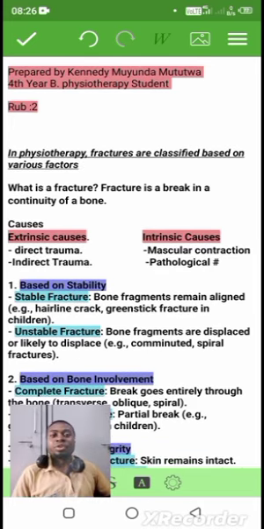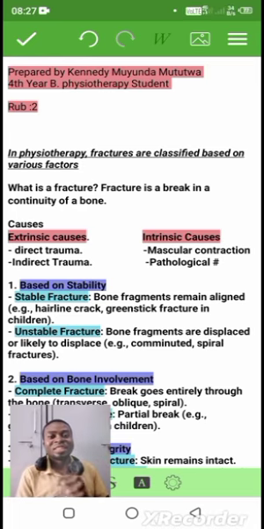Musculoskeletal conditions in physiotherapy. I'm presenting on the topic of fractures, the classifications of fracture. In physiotherapy, fractures are classified based on various factors. Without going further, allow me to define what a fracture is.